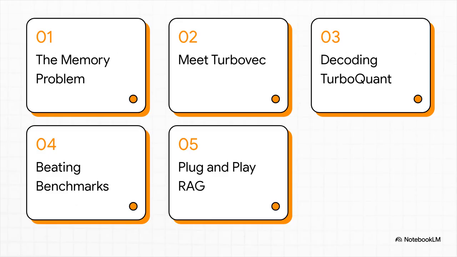Here's our roadmap for this explainer. First, we'll cover the vector memory problem. Then, introducing Turbovec. Third, decoding the TurboQuant algorithm. Fourth, beating the benchmarks. And finally, plug-and-play RAG.